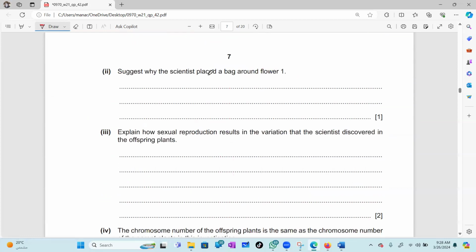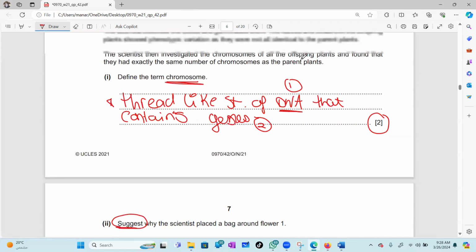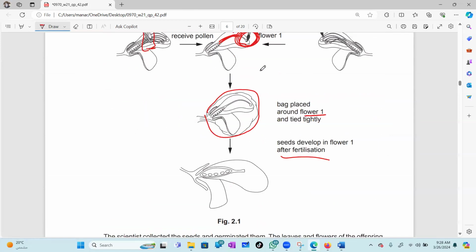Now, suggest why the scientists placed a bag around flower 1. Again, it's a suggest question, critical thinking. Why did they put a bag around this flower? You already gave me an answer. To prevent... To prevent what?